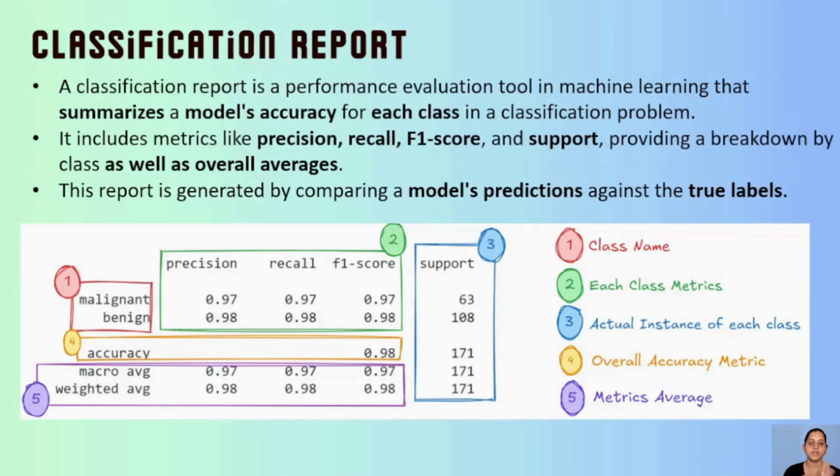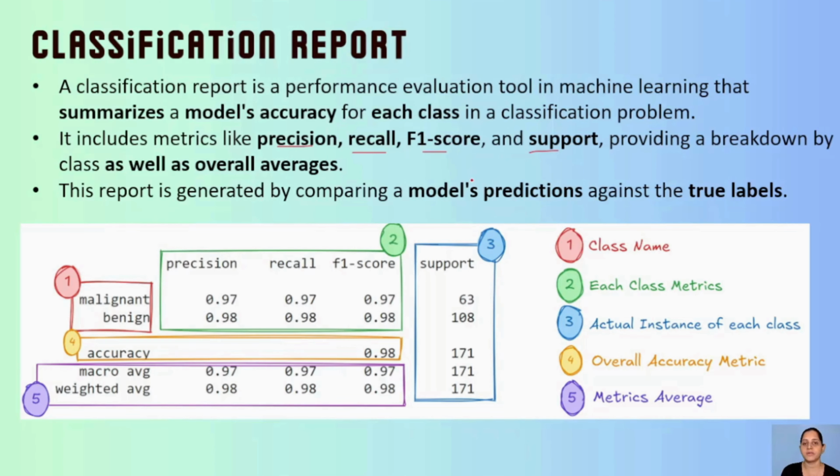Then a very important concept which we are going to understand is the classification report. A classification report is a summary of all accuracies present for each class in a classification problem. So what are the metrics included in your classification report? We have precision, recall, F1 score, and the support.